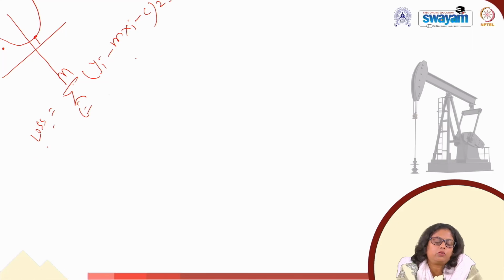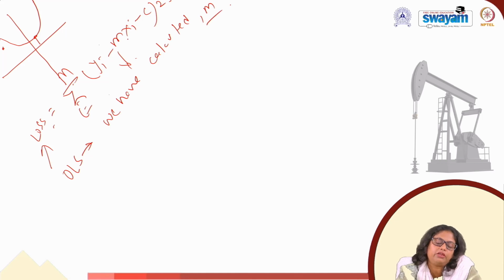So how are we going to solve this one? First, we require to calculate this. For the simplification, using the OLS, ordinary least square, we have calculated the m value. When we have calculated the m value, loss is only a function of c square. So we have confirmed from the mathematics that it will show as a parabolic.